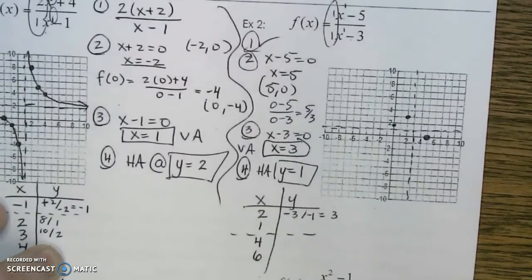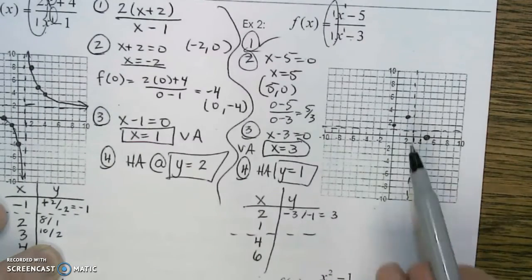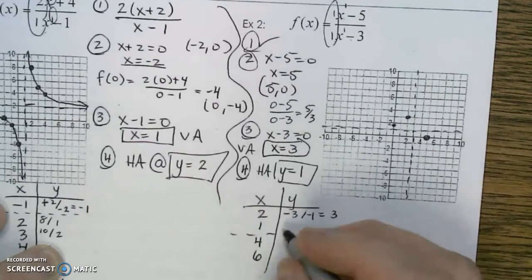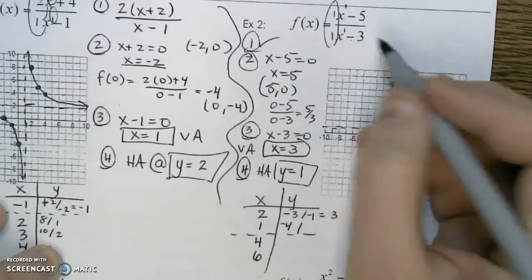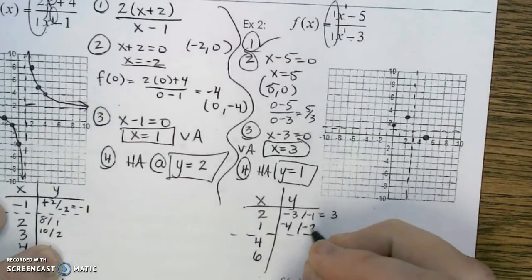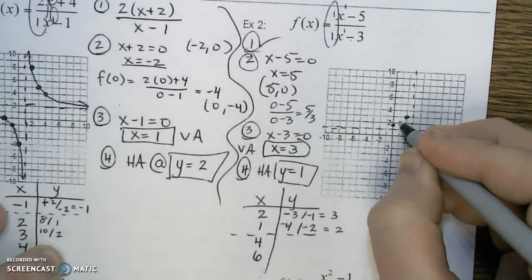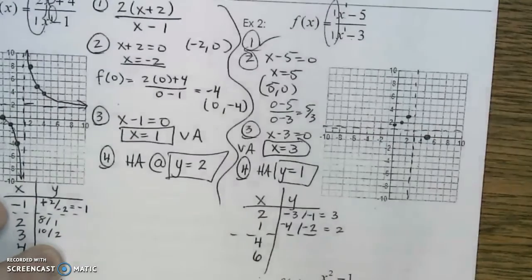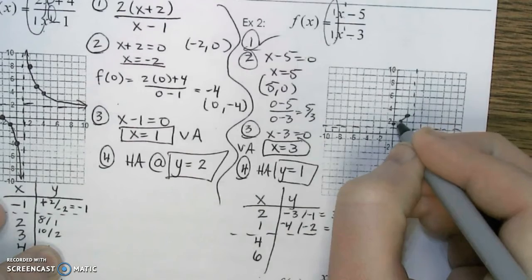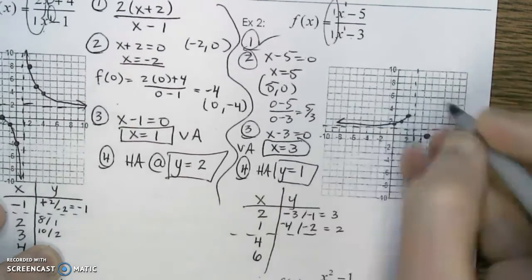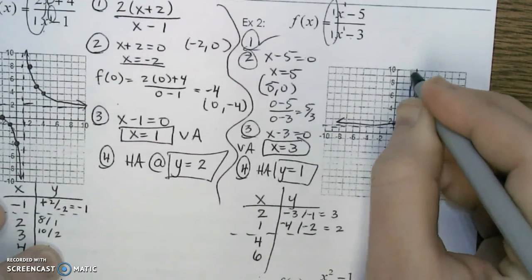So plot that. If I plug in 1, I have 1 minus 5, which is -4. 1 minus 3, which is -2. And so that's going to make positive 2. So 1 is at positive 2. And with those 3 points, you can see how it curves. So it's curving down towards the asymptote and up towards this asymptote.